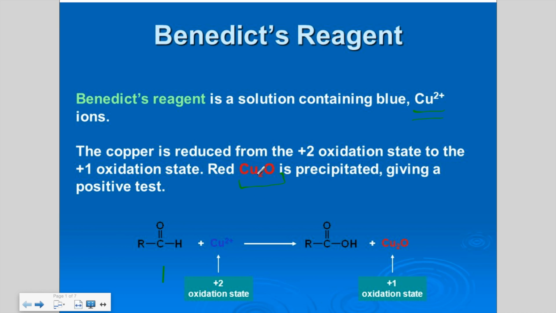In the copper oxide, copper is in a +1 oxidation state. Oxygen has a -2 charge, so each of these coppers must be +1 in order to balance out the molecule and leave it with no overall charge. You can see here what's going on: +2 to +1, and we get a precipitate.